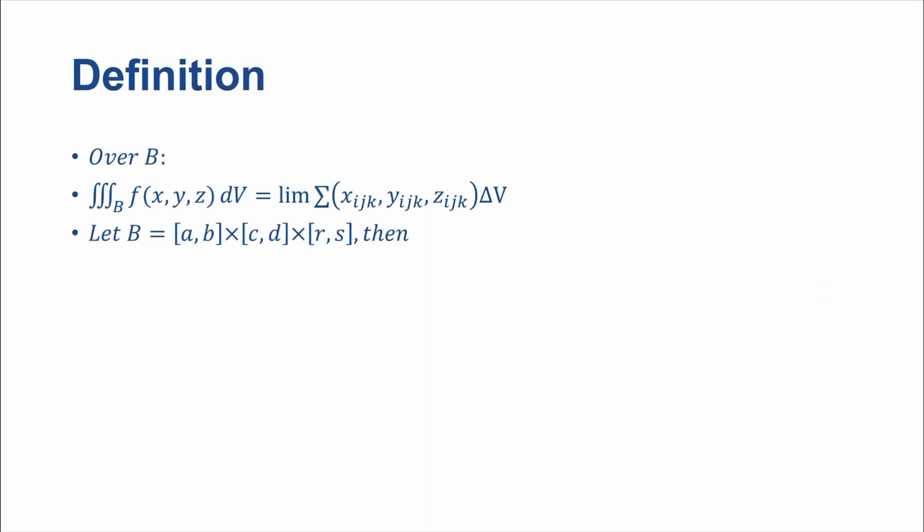So let's say that B is defined as the Cartesian product between a and b, c and d, and r and s. Then we can say that the integral over f dv is equal to the integral between r and s, integral between c and d, integral between a and b of f of x, y, and z, dx, dy, dz. Now this is Fubini's theorem for triple integrals. Of course, what that means is that you can interchange these values of integration if you're dealing with a Cartesian product in order to make your lives easier, right? So why don't we try an example for a box case, right?